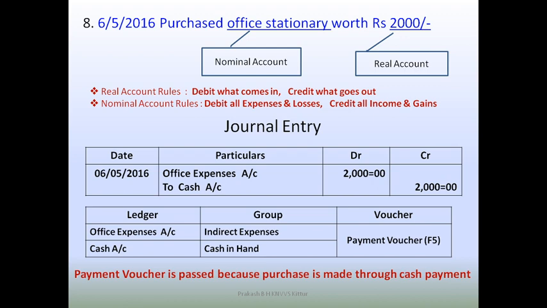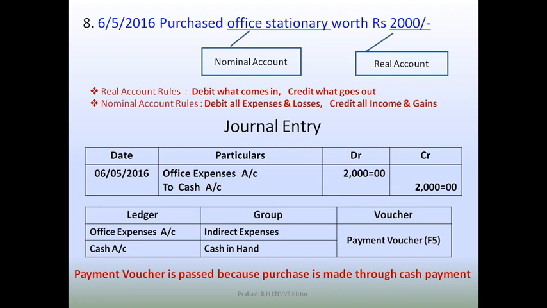So in the journal entry on the date 6/5/2016, the particulars, the ledger head, is the office expense. We have taken the office stationery under the ledger head office expense. The office expense is a nominal account. The nominal account rule says debit all expenses and losses, credit all incomes and gains. So office expense is an expense, hence it is on the debit side.